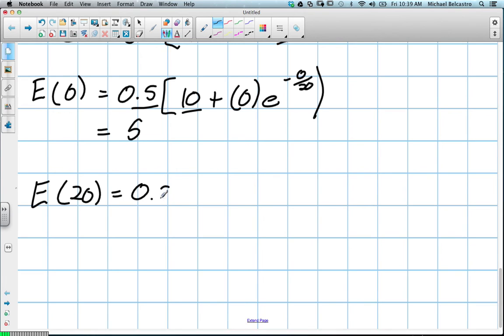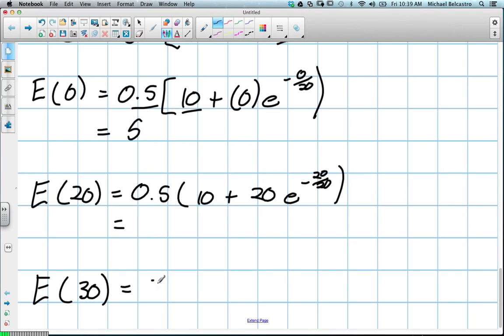which gives us 0.5, 10 plus 20 multiplied by e to the power of negative 20 over 20, which is essentially e to the power of negative 1. We'll get a value there. And I'm just going to write the other one. Hopefully 2 people can help us out. I'll write 30 in also. This will be 30 times e to the power of negative 30 over 20. Does anybody have an answer for the first one by chance?